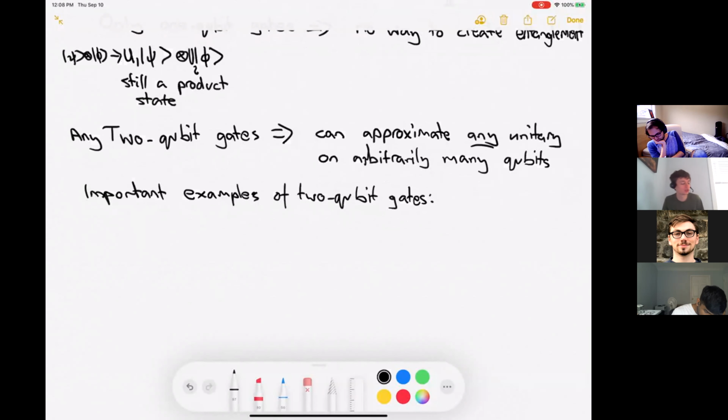So the most important 2 qubit gate that you will see in all of quantum computing is what's called the CNOT gate. CNOT here meaning conditional NOT.